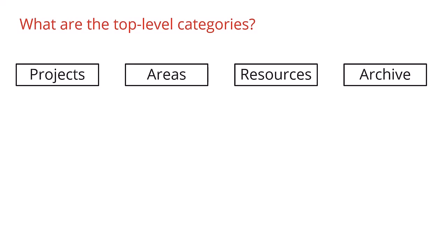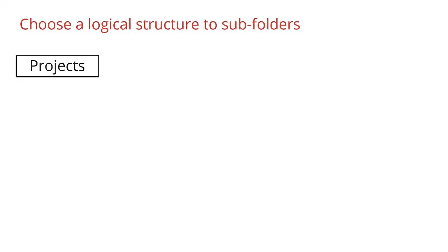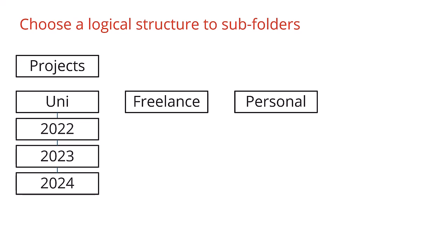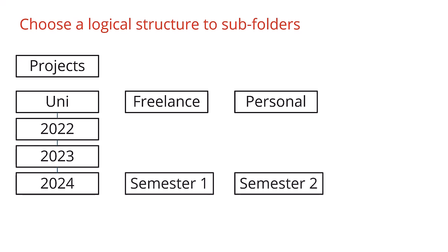Let's look at one of these top level categories, projects. Your projects might have 3 subfolders within it, and that could be uni for your university projects. It could have another folder, freelance, for the freelancing projects, and personal for your side projects. Within each of these folders, you might have the year, so that, for instance, with uni, you know that you're going to be here for a number of years, and you could have a separate folder for each year so that you can easily find your first year, second year, and third year projects.